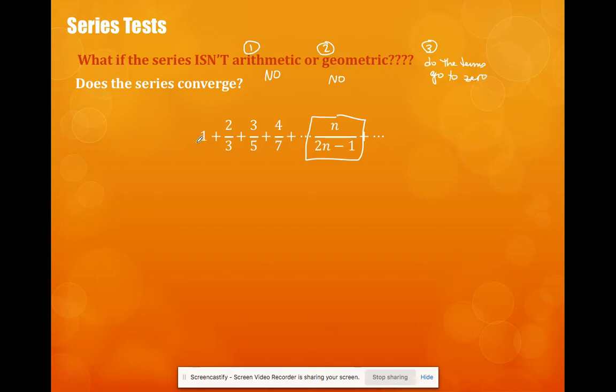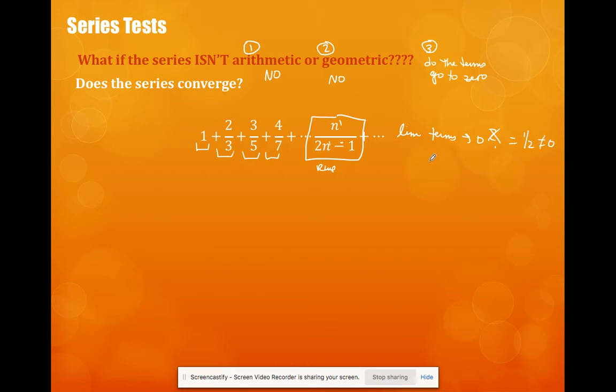So look at these terms, not the sum, the terms. Here's the rule for the terms. Look at the limit of the sequence. Does the limit of the terms go to 0? For example, n over 2n plus 1. This limit is equal to 1/2, which does not equal 0.